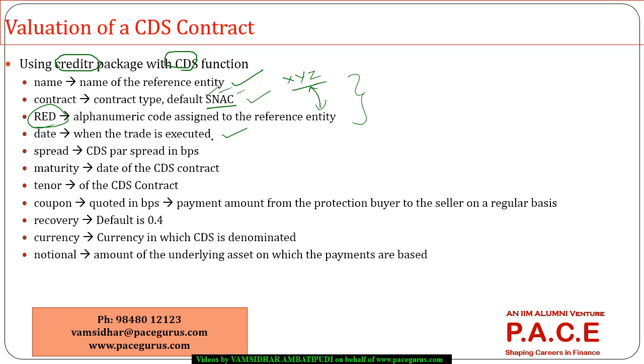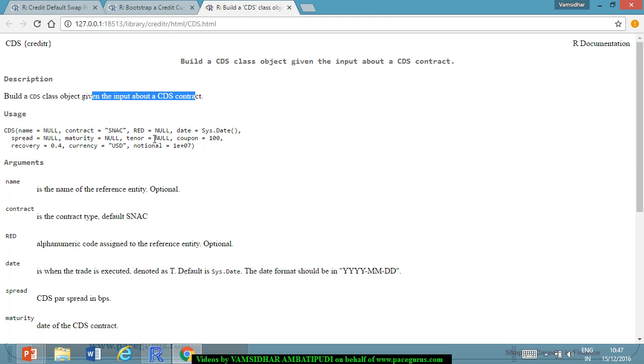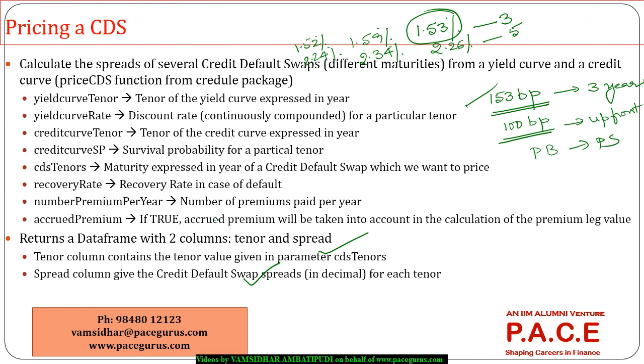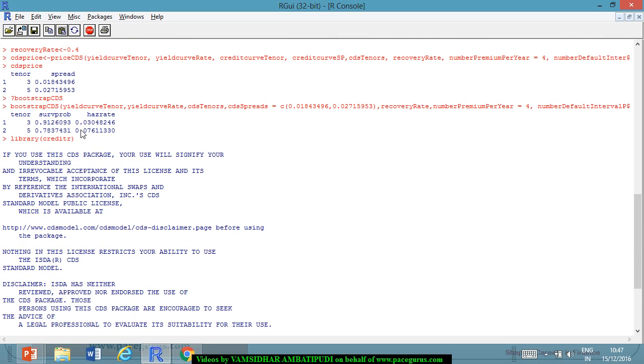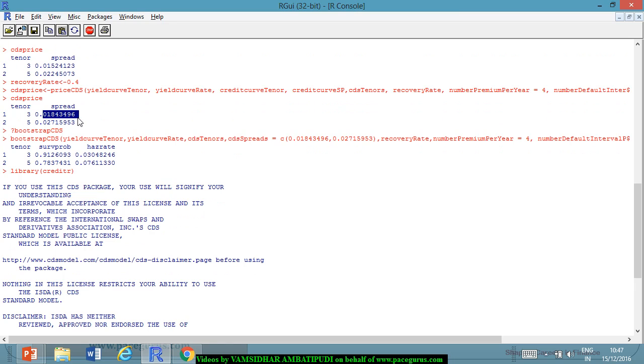Now these are some of the things. The date. Date is when the trade is actually executed. Let's say today, I want to give today's date for the execution of the trade. Then the CDS par spread. We are simply talking about the spread that came out with respect to the CDS par spread, which we have already computed. I'll take the same example where I have computed the CDS par spread. In this case, with 40% recovery, the CDS par spread is 1.84%.